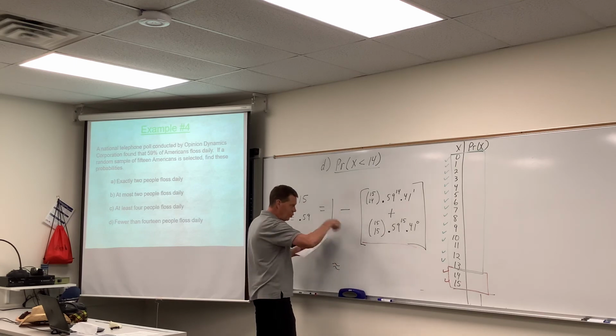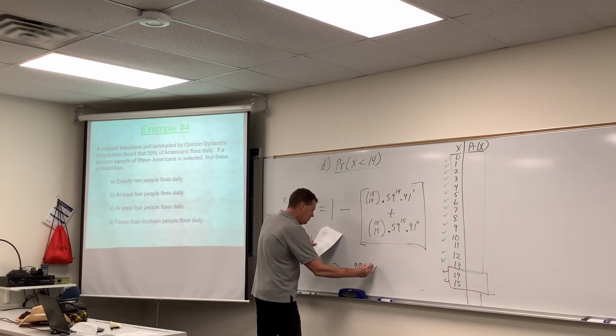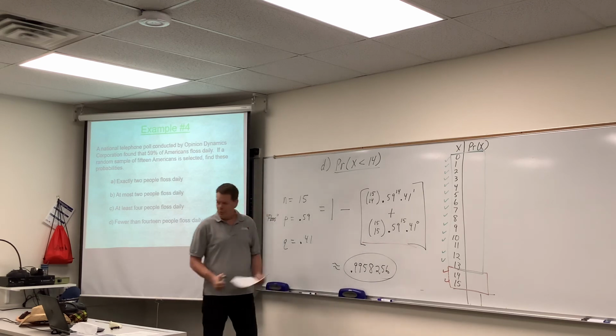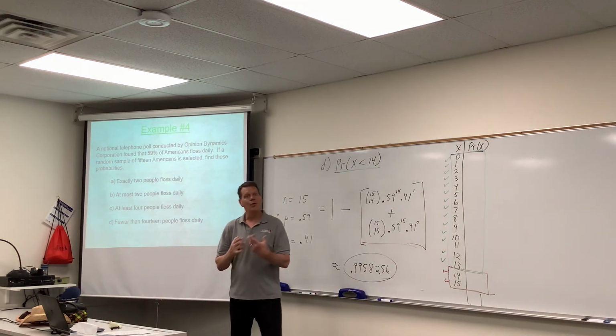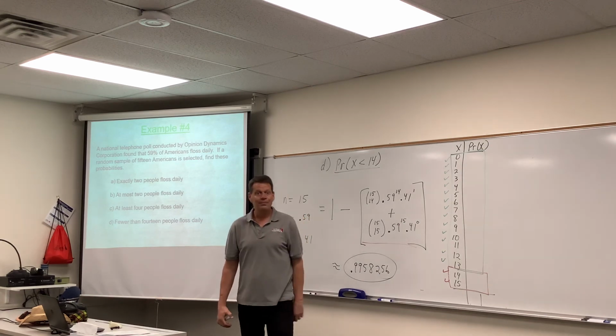But anyway, that ends up total, when it's all said and done, 0.9958256. There you go. So there would be part D. We'll come back, we'll do one more floss example, part E, and then we'll get on with our lives. Thank you.